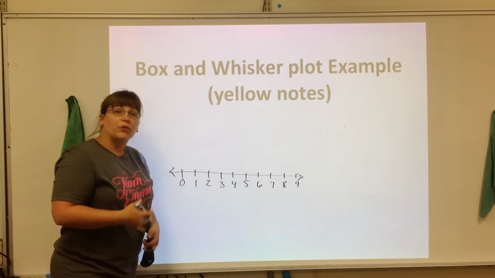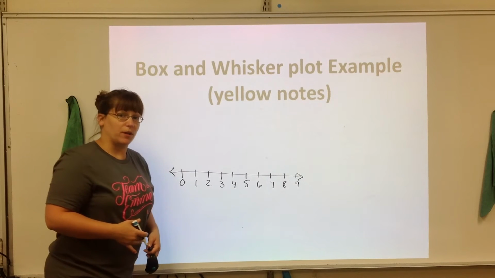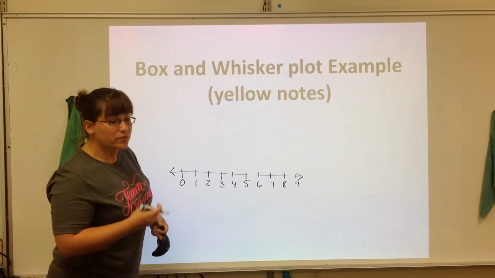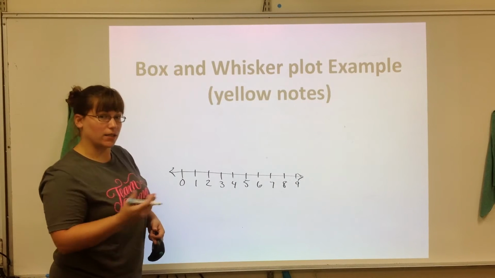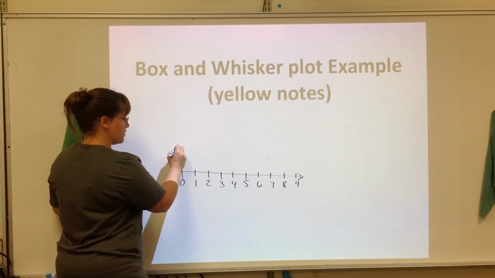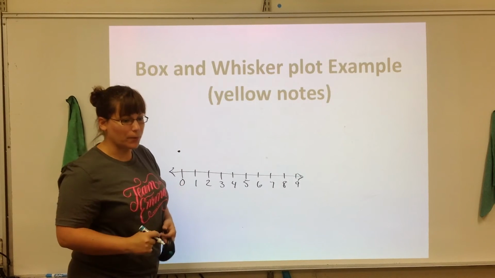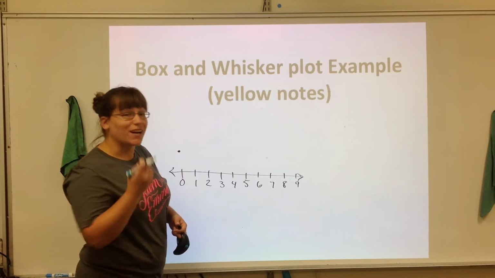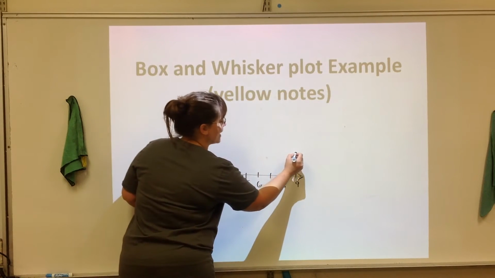So on your notes, we're going to draw a sketch of a box and whisker plot just to get you used to what it's made up of. We are going to find in our data a minimum, and we're going to have a dot representing the minimum, say it's 0. We're going to have a maximum, and we're going to have a dot above the maximum, say it's 9.